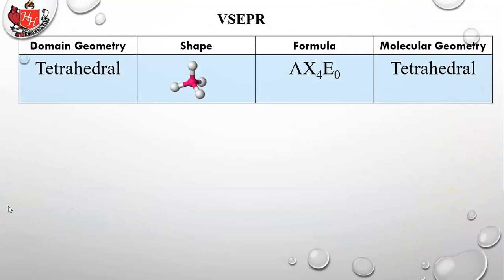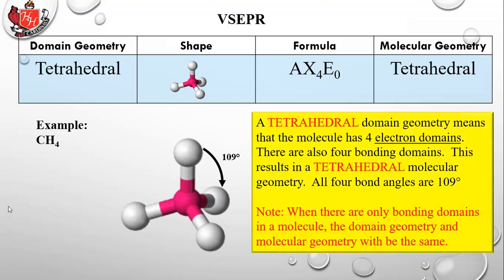Now we move up to AX4E0. So this is a tetrahedral domain geometry. A tetrahedral domain geometry means that the molecule has 4 electron domains. There are also 4 bonding domains here. This results in a tetrahedral molecular geometry. When you have a tetrahedral molecular geometry, all 4 bond angles are 109.